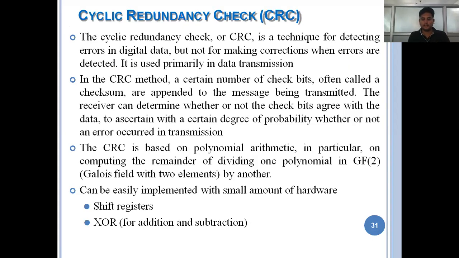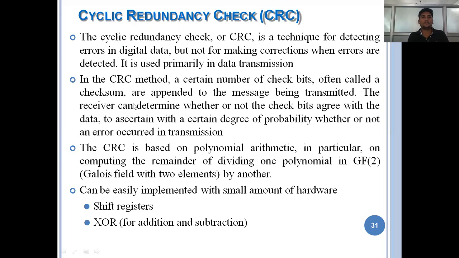And the next one is cyclic redundancy check, which is also a very important one. This cyclic redundancy check, or CRC, is a technique for detecting errors in digital data, but not for making corrections when errors are detected. So it is only used to identify errors in digital data.